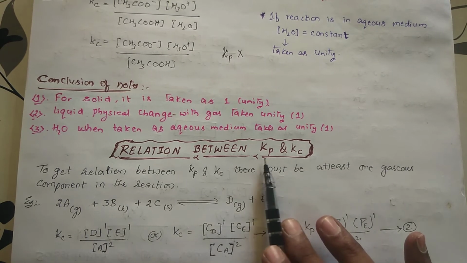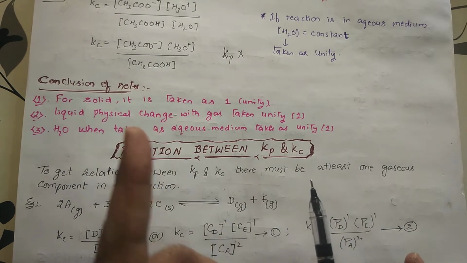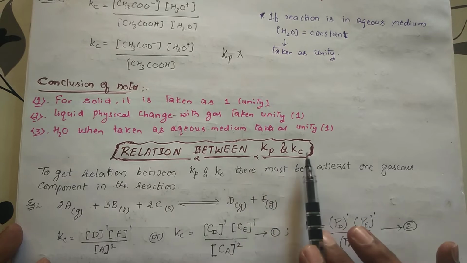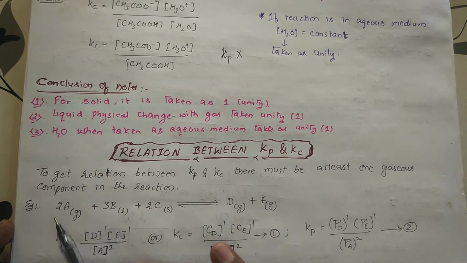But if you want the relation between Kp and Kc, to get Kp you require one gas, right? So there should be at least one gaseous component, either reactant or product, so as to get the relation between these two. Okay? So let us take one example here.